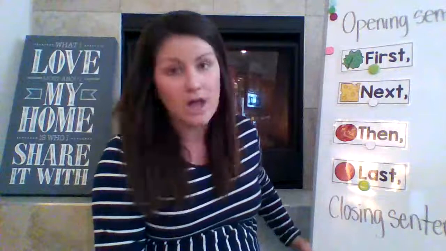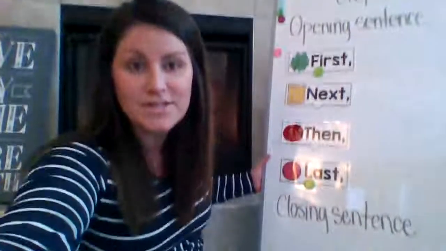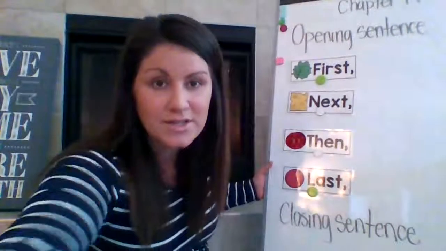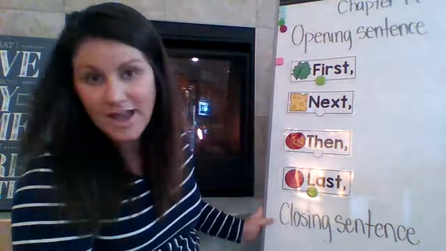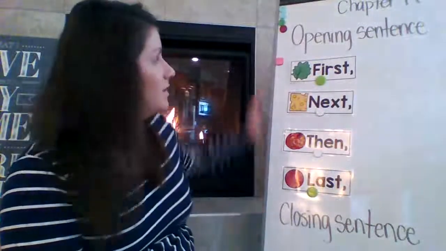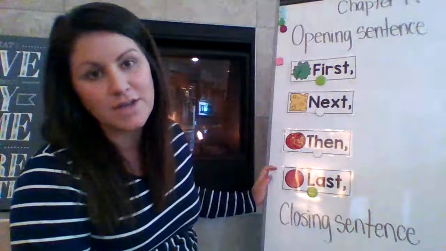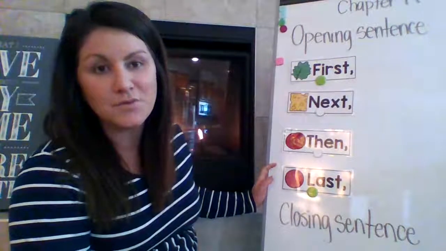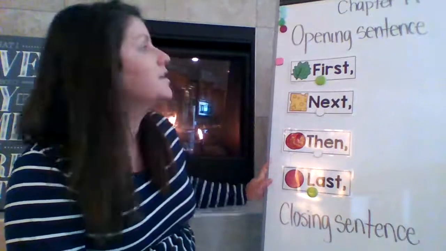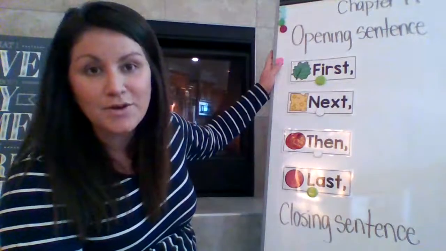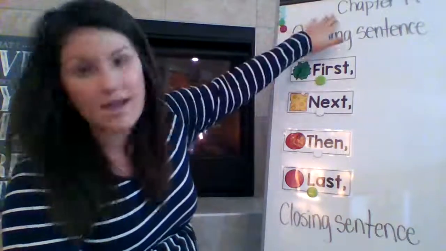If you are following along on either a piece of paper and pencil or on Google Classroom, I have our format here that we're used to seeing in class when we do our chapter summaries. We have our opening sentence. At the end, we have our closing sentence. And boys and girls know the names of these types of words that starts with a T. They're called transition words.